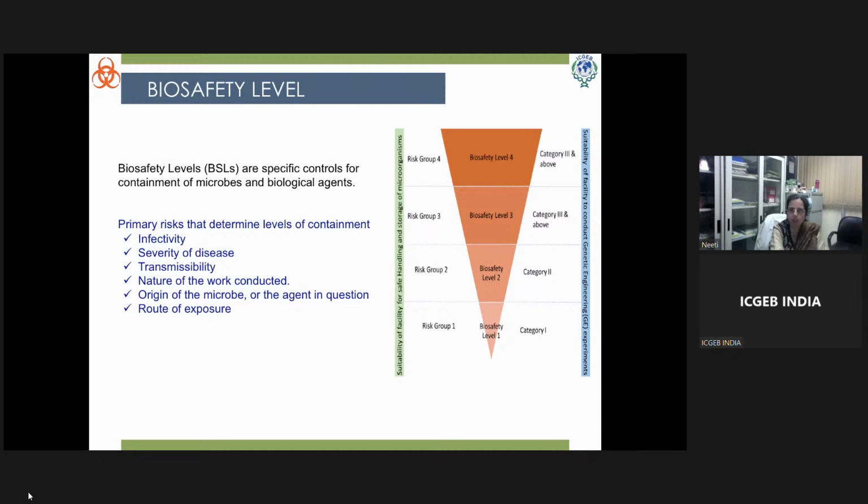So based on these parameters, the biosafety levels can be defined and appropriate levels are put in place to do the work. And wherever there is some confusion and the biosafety level cannot be accurately determined, it is always better to work at a higher level of containment so as to protect oneself as well as the neighbors in the lab.